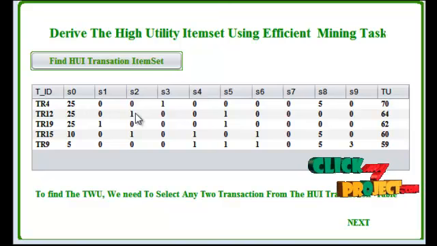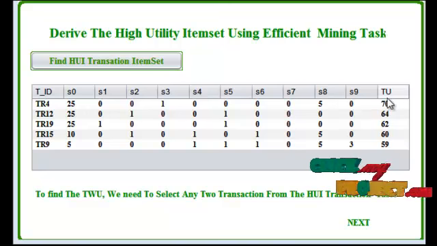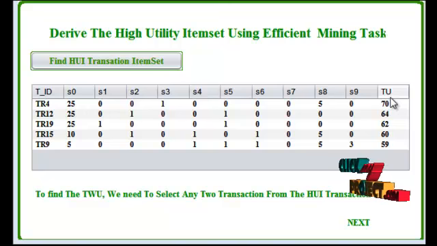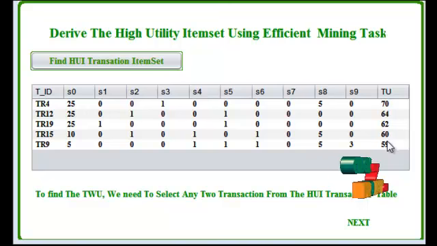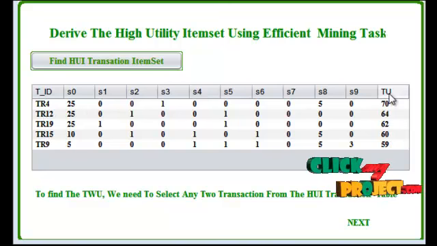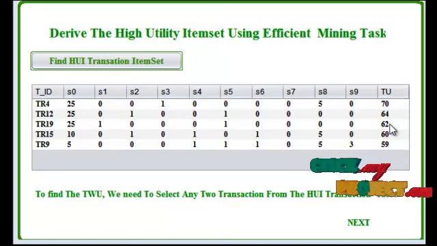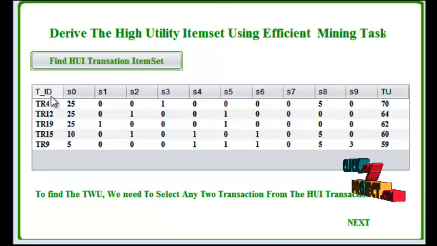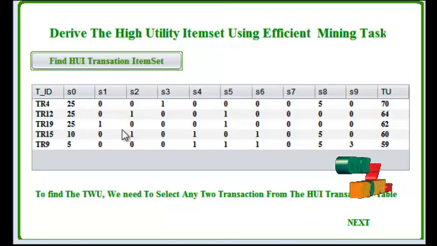Here it shows the high transaction utility item set, because the minimum threshold of transaction utility, if we consider 50, the classification of utility mining finds the high utility items. That means the utility classifies the transaction utility. So 70, 64, 62 are the profit units of each transaction. So these 5 transactions are the high utility transactions from the transaction utility.